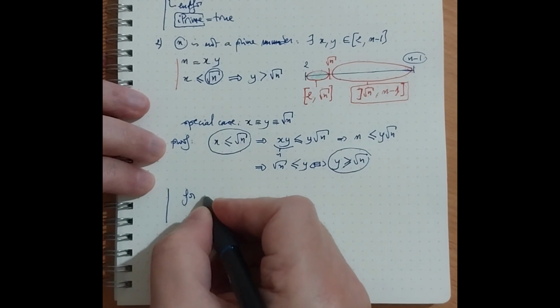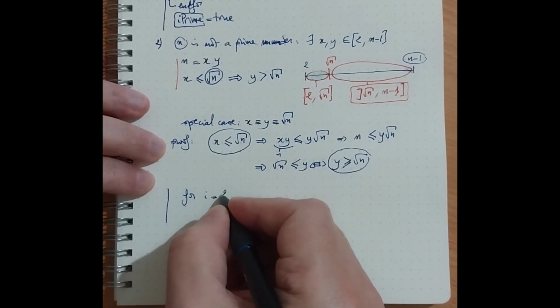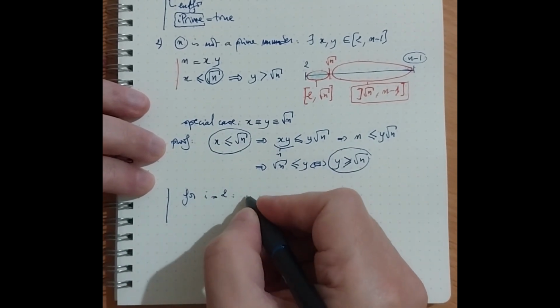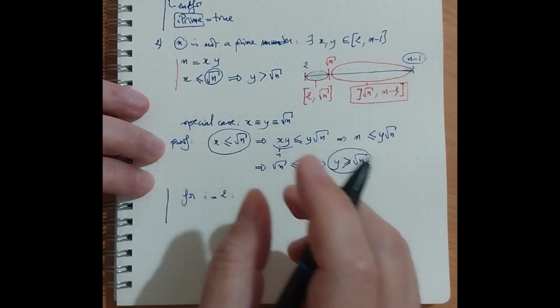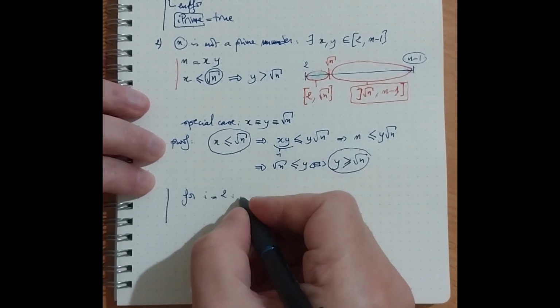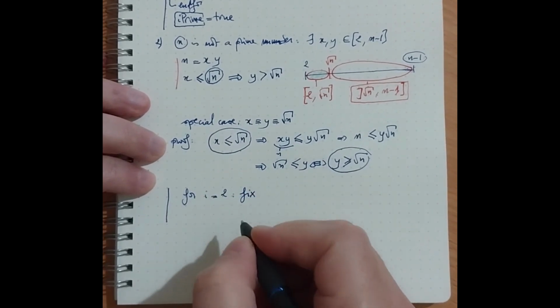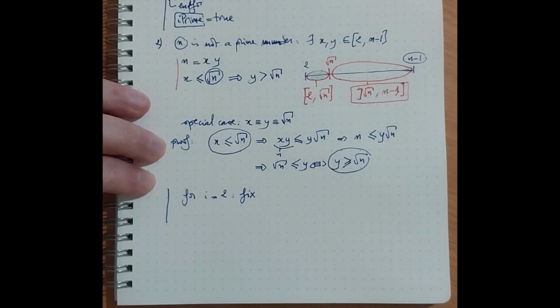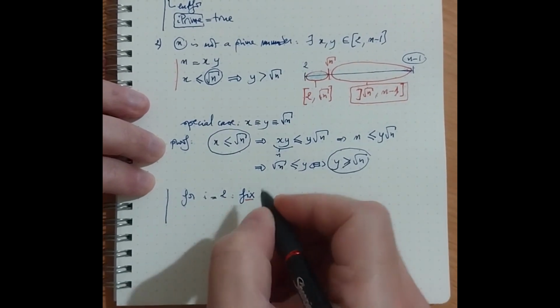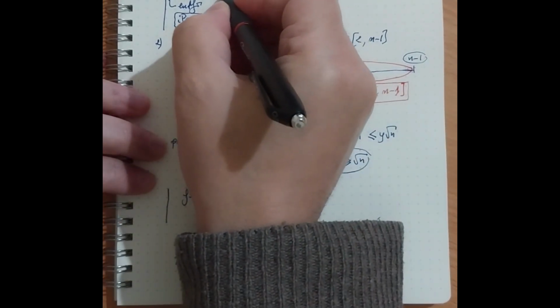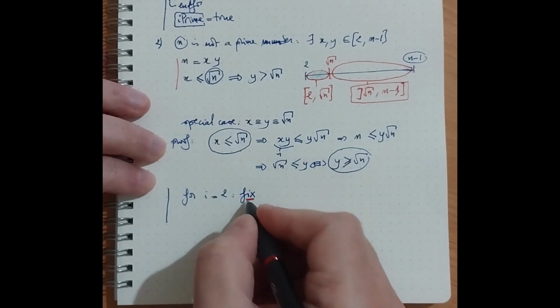For i from 2 till the square root of n. The square root of n is a real number, so we get only the integer part. We use another built-in function called fix. I've used modulo here, and here we use fix.